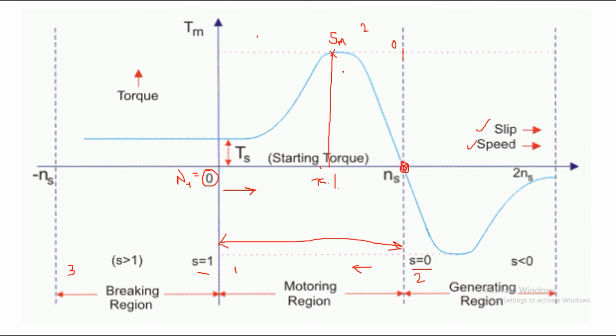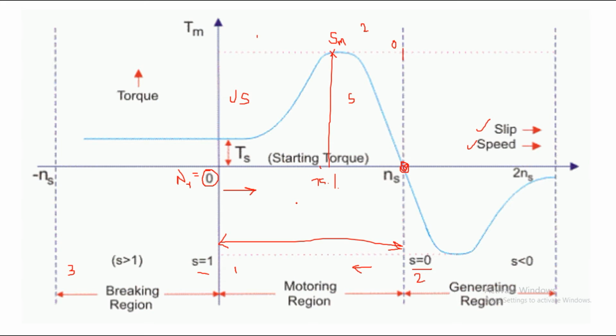From 0 till SM, we can say 0 is the lowest value and 1 is the highest value. So from 0 to SM it is a low slip region, and here we are having a straight line behavior. So we can say this is the stable region of operation. From SM till it reaches 1 we are having high values of slip, in which we are having a rectangular hyperbolic function. So it is an unstable region.